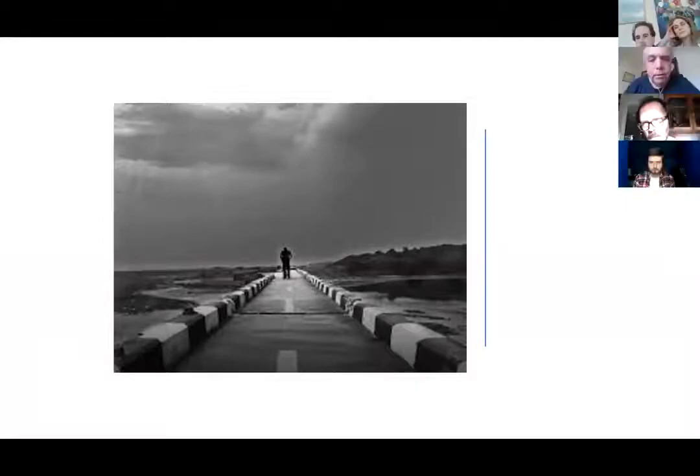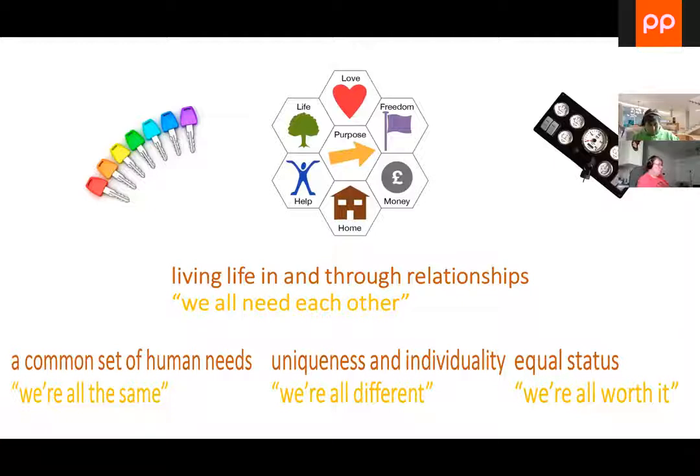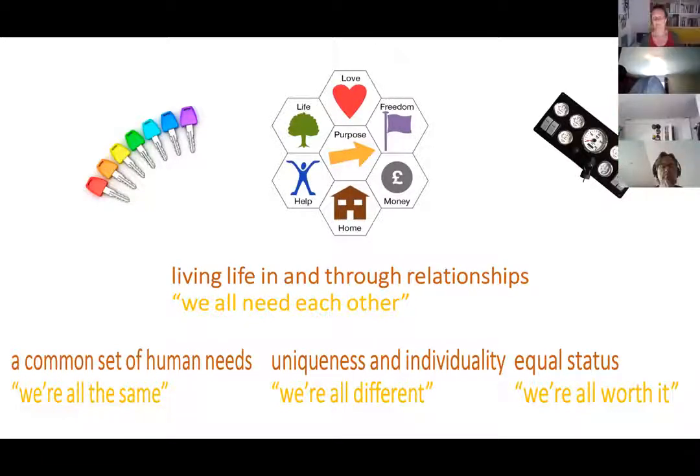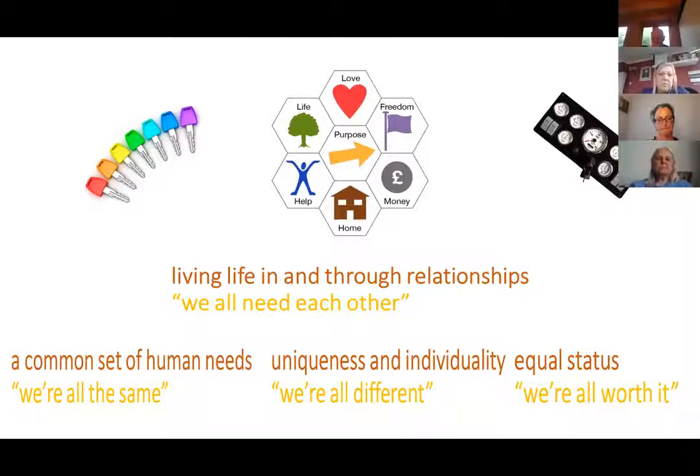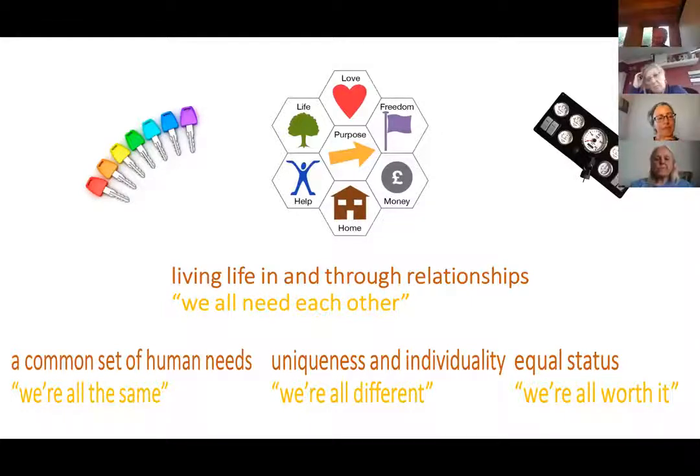So that's the 7 keys to citizenship, a wee bit of illustration. And just a final slide, just to kind of summarize that. We've got the foundations in place which shape the architecture of the house. We're all the same, we're all different, we're all worth it, we all need each other. And if we believe those things and we assert those things, then they will filter through into the lives we lead in our community as citizens.